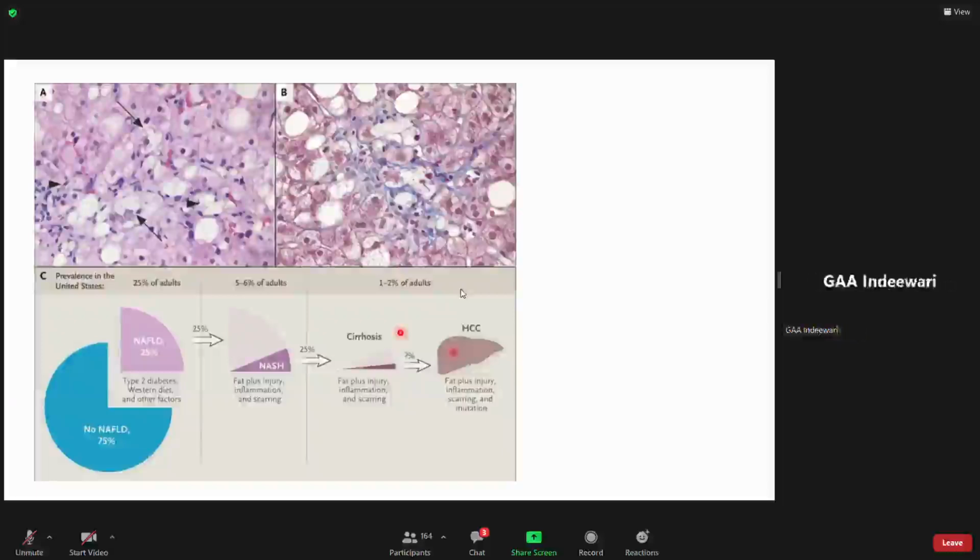So for other etiologies of hepatitis, does that zone differ, that fatty change zone?